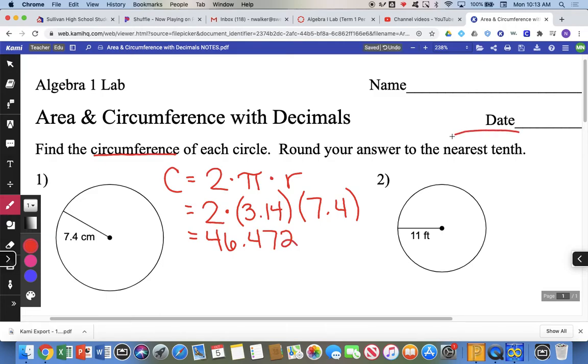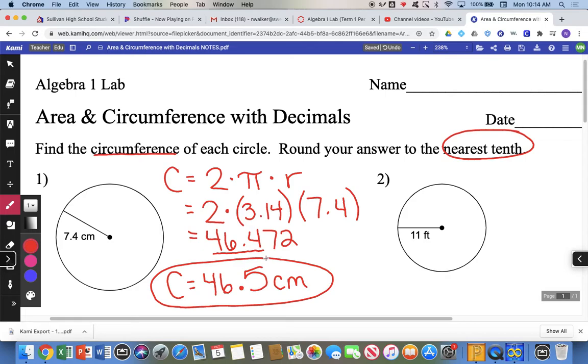Now let's look at the directions. What does it say we're rounding to? How many places is that after the decimal? 1. So if we look at this, 46.4, does the 7 tell us to round up to 0.5 or stay 0.4? 7 is bigger than 5, so we are going to round up. And circumference is not squared, so we just say centimeters. Area is when we square the units. Circumference, it stays the same.